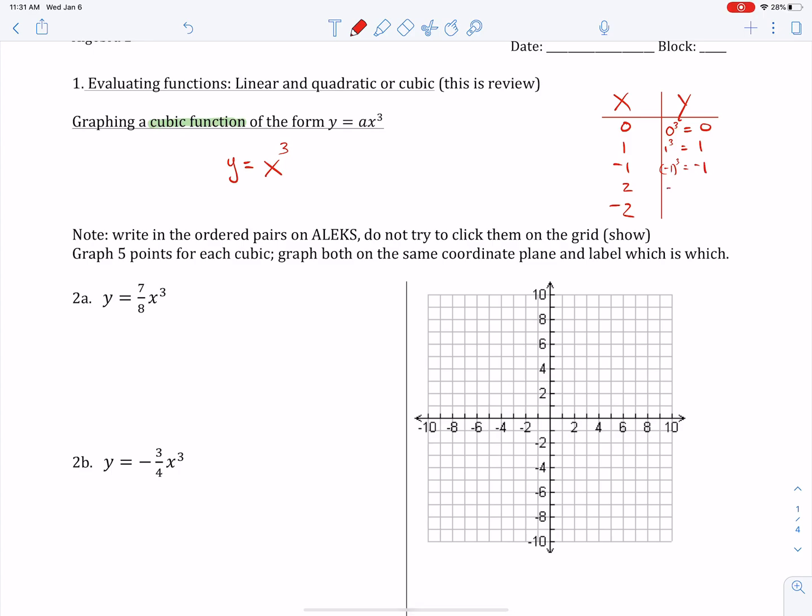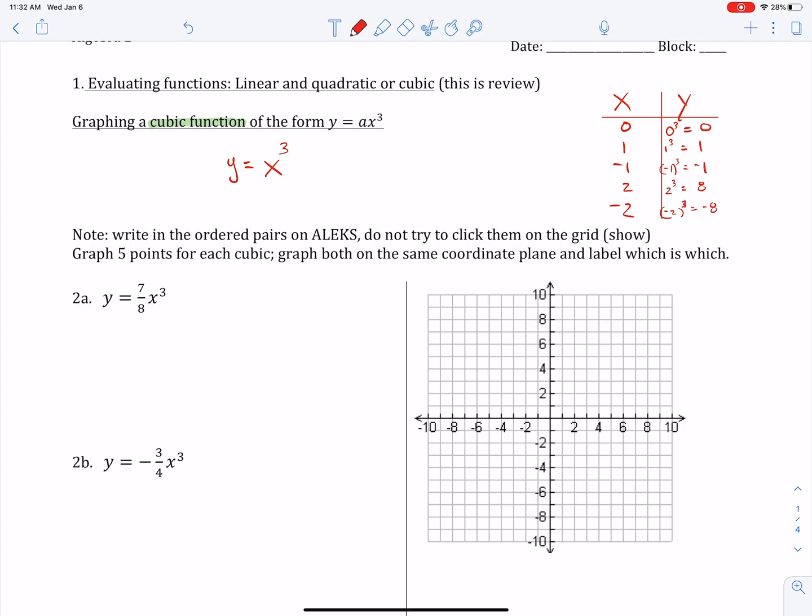Then I'd have 2 to the third power. That's 2 times 2 times 2. Well, 2 times 2 is 4, times 2 again is going to give me 8. And then I have -2 to the third power. Well, -2 times -2 is a positive 4, times -2 is -8.